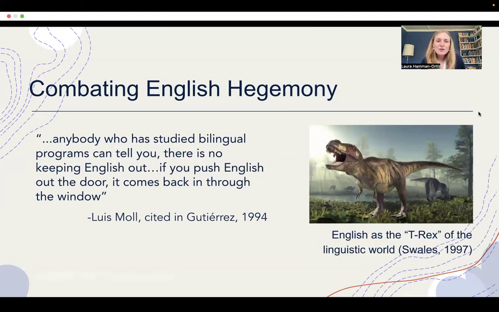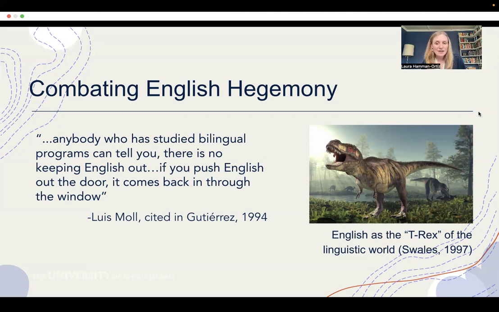All right, so one important thing to keep in mind when we're thinking about translanguaging in bilingual programs is English hegemony, or a fancy word that refers to the dominance of English in our society. As Luis Moll said back in 1994, anybody who studied bilingual programs can tell you that there's no keeping English out. If you push English out the door, it comes back in through the window. And it really is true that we live in a country in the United States where English is the dominant societal language, even if it isn't the official language of the country, since we have no official language, but it certainly is the dominant societal language.